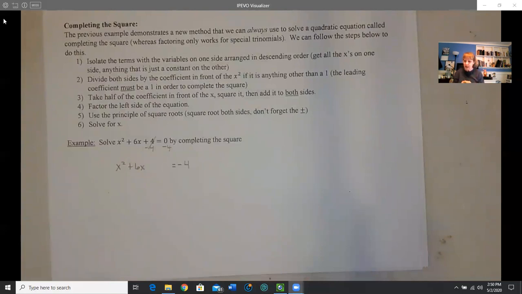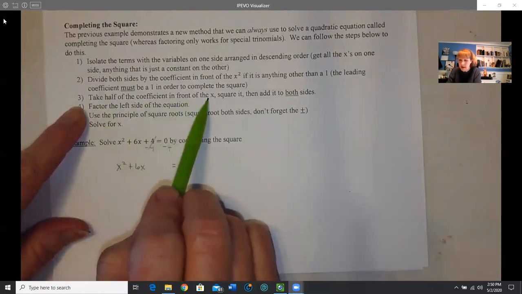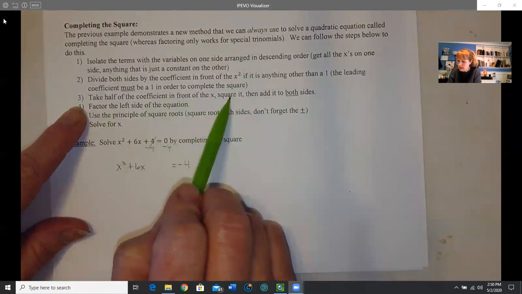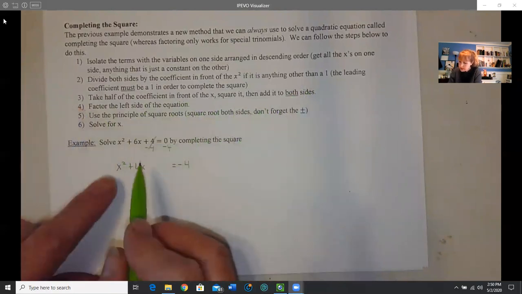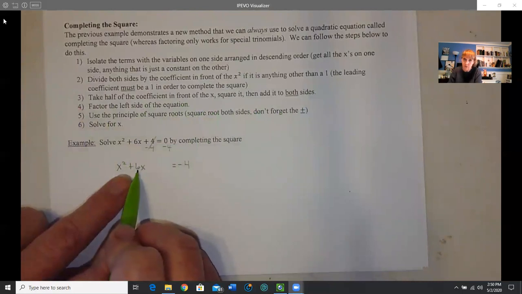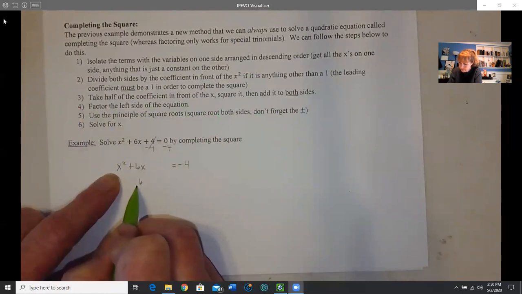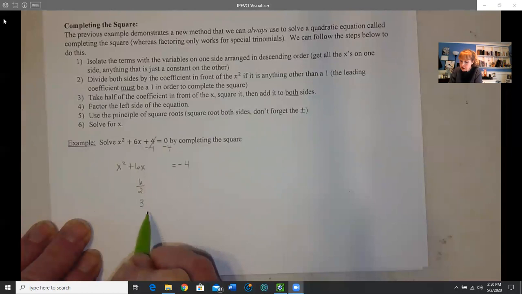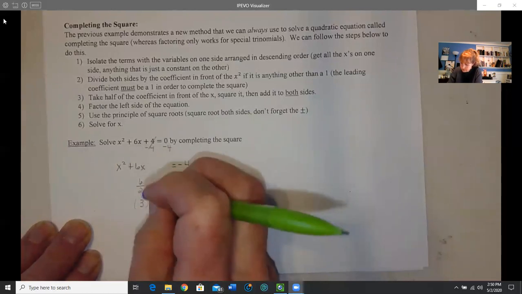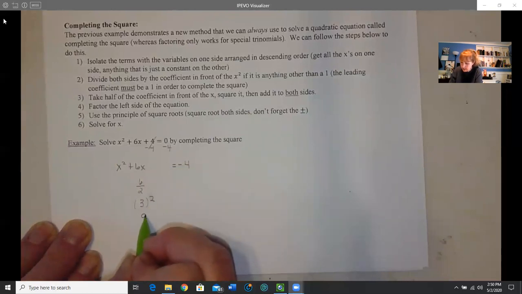Step 3. Now, take half of the coefficient in front of the x, square it, and then add it to both sides. You go, wow, what does that mean? Well, take half means to divide by 2. So you're going to divide 6 by 2, and you're going to get 3. Then you're going to square the 3, and you get 9.